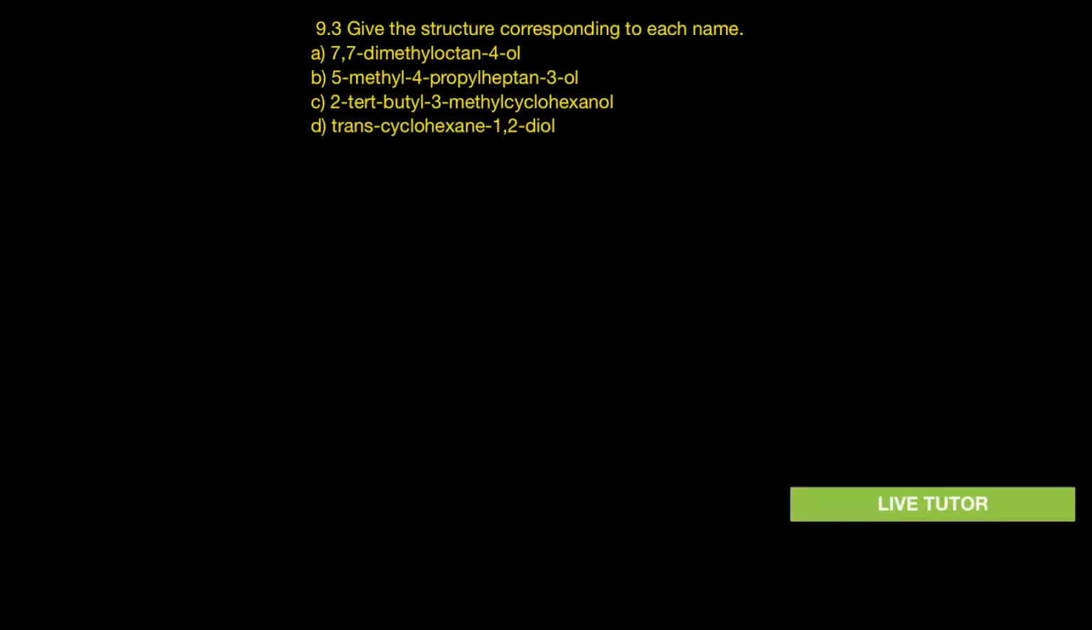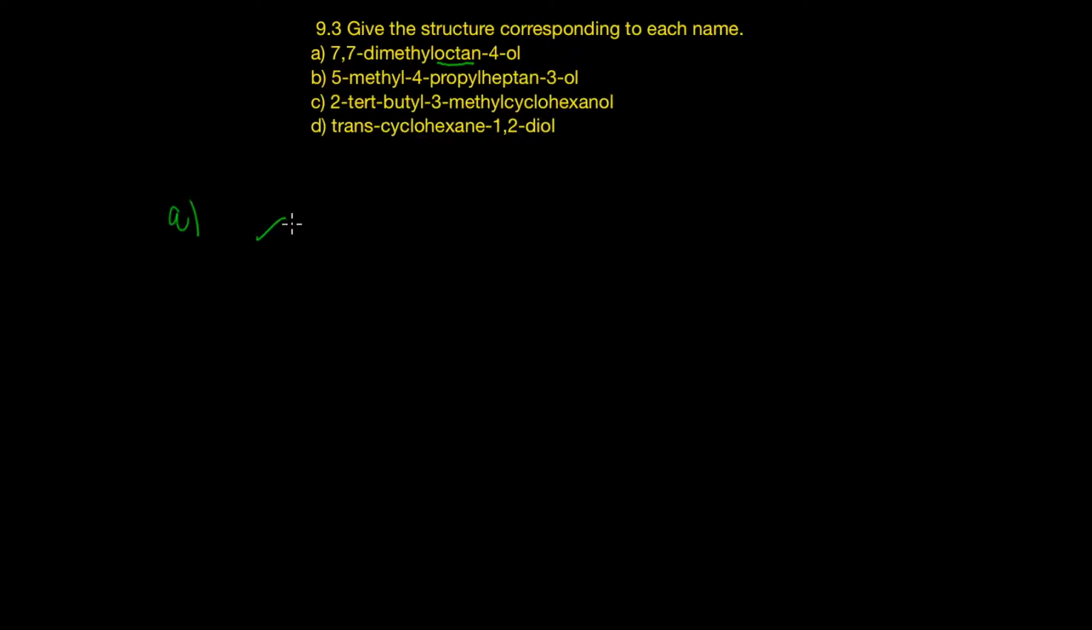Let's get started. Alright, here we've got some chemical names, and we're asked to draw the structure. When you're doing these problems, you work backwards. So we first look at the 7,7-dimethyl octan-4-ol, and we first start drawing out an octane skeleton.